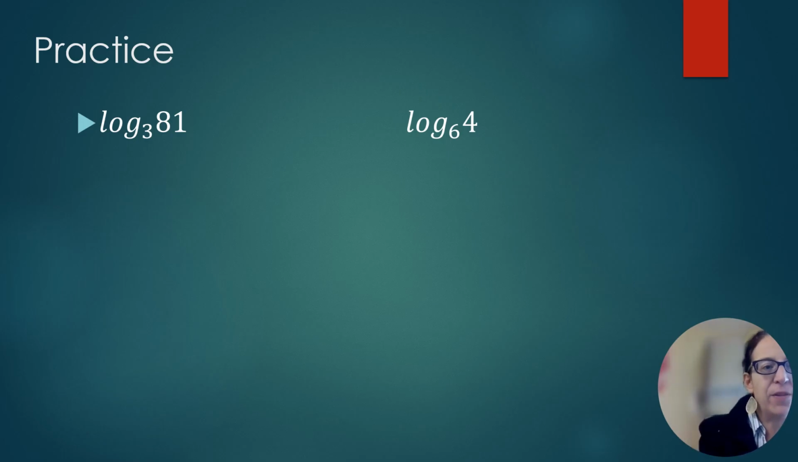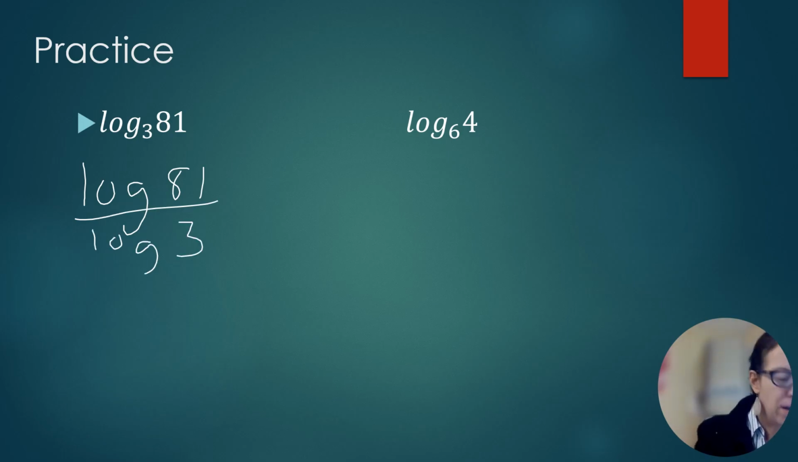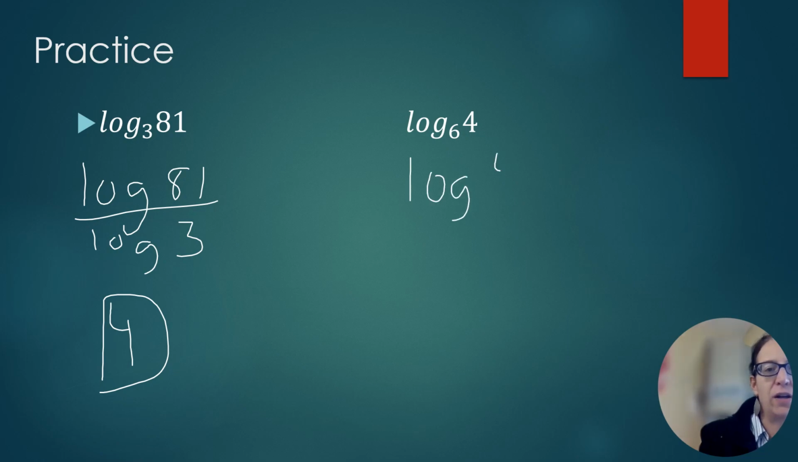We have this will be log of 81 divided by log 3, which I believe is 4. We got log base 3. I'm actually doing it a different way on my calculator. It is. Okay, and then this one would be log of 4 over log of 6.